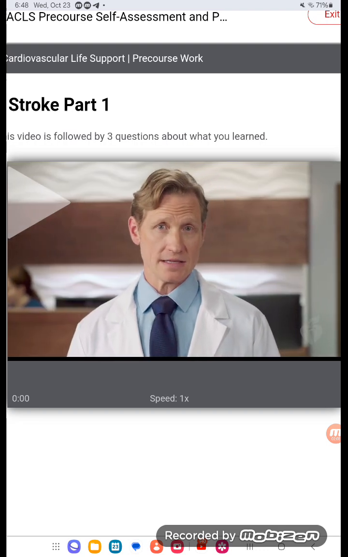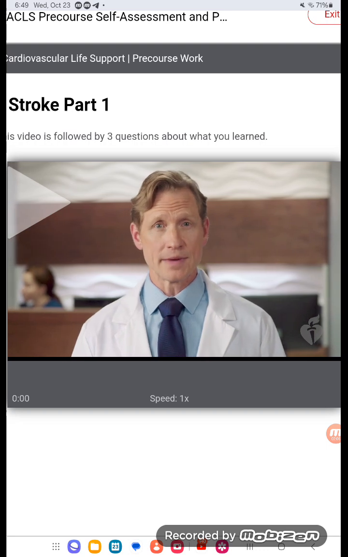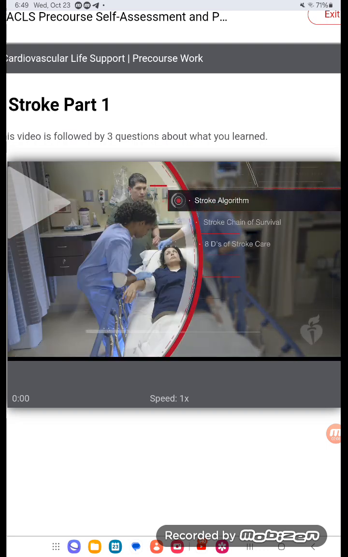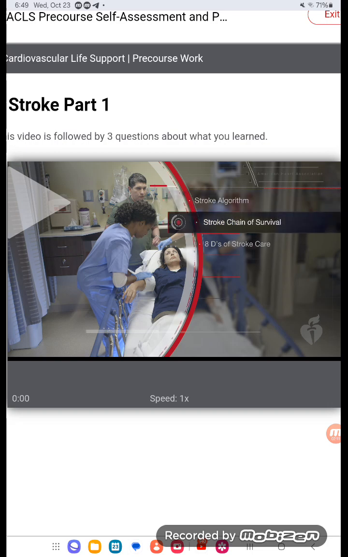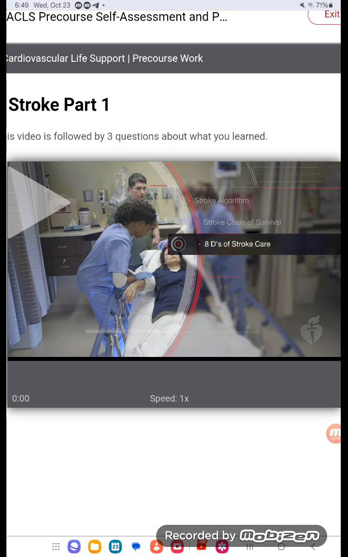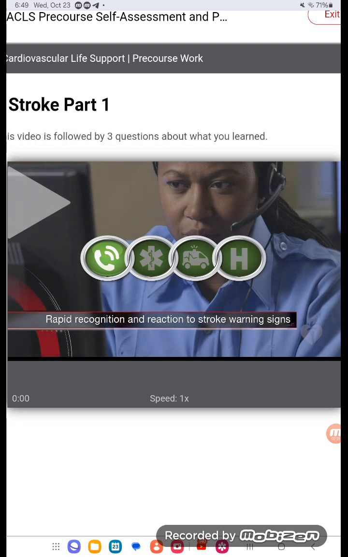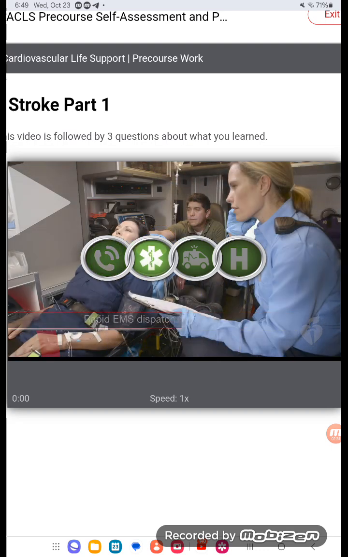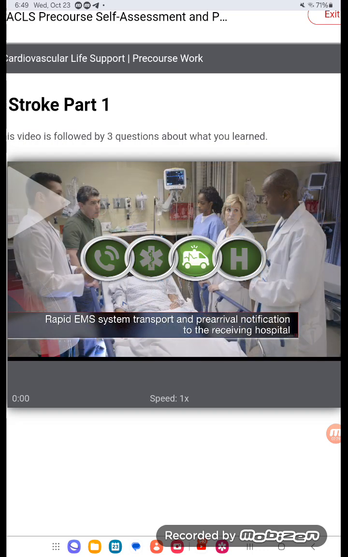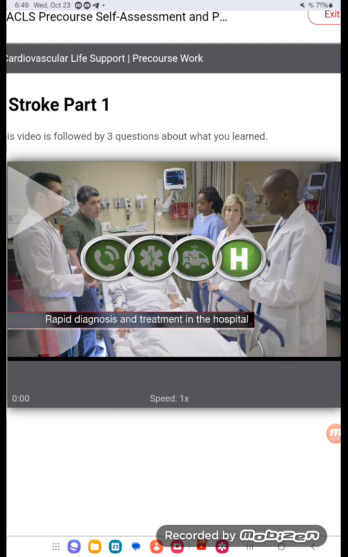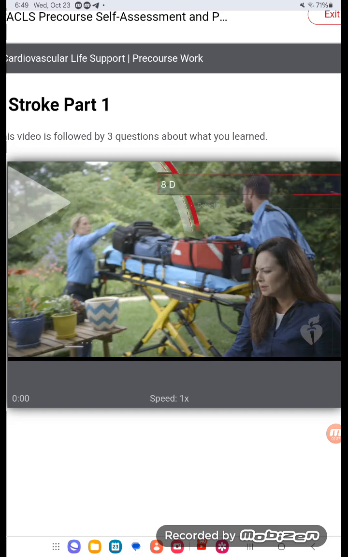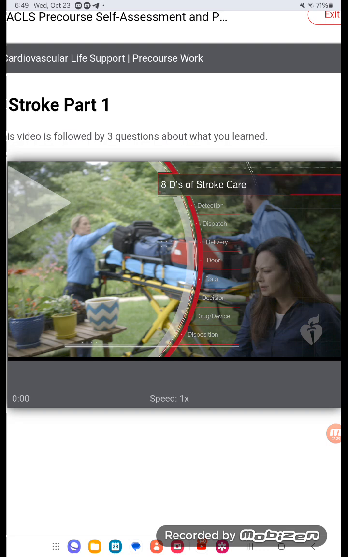Brain injury can be minimized and fatalities can be avoided when family members and healthcare providers use the stroke algorithm and follow both the stroke chain of survival and the 8 Ds of stroke care. When a stroke occurs, the stroke chain of survival suggests the following actions: rapid recognition and reaction to stroke warning signs, rapid EMS dispatch, rapid EMS system transport and pre-arrival notification to the receiving hospital, and rapid diagnosis and treatment in the hospital. The 8 Ds of stroke care act in coordination with the chain of survival.